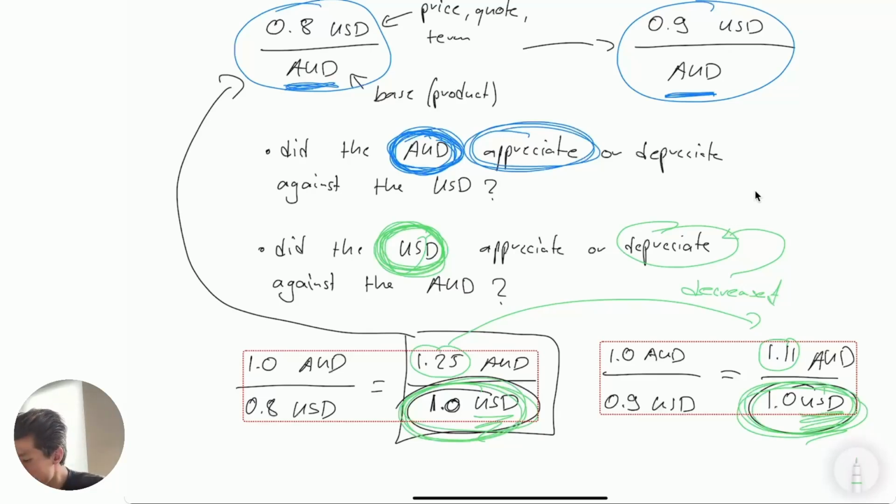And here you can see again, when we look at it from the US dollar perspective, your US dollar has depreciated because you need fewer Australian dollars. So the US dollar has become less valuable, cheaper, because you only need to pay 1.11 Australian dollar, whereas before you had to pay 1.25 Australian dollar.